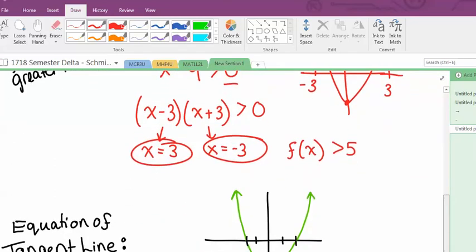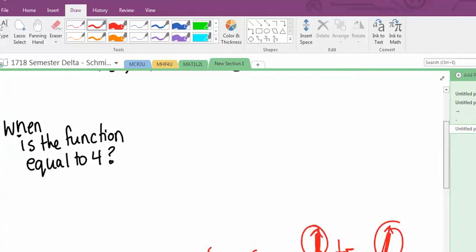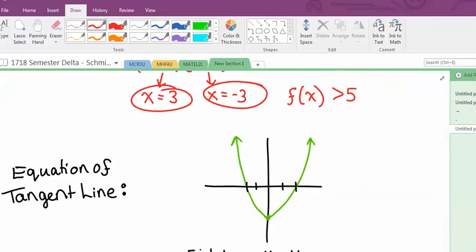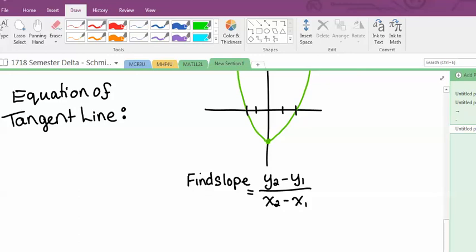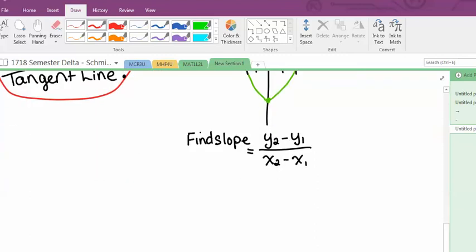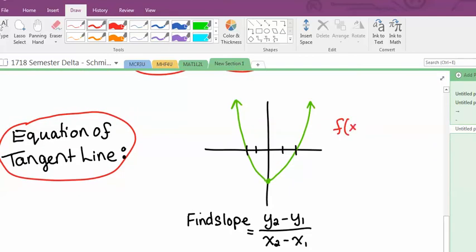Okay, and then finally the last thing you have to do, so you have to do those three things: graph it, key features, when is the function equal to 4 and greater than 5 for all of them. And then just for the polynomial, you have to find the equation of the tangent line. Okay, so I'm going to show you how to do it officially and then unofficially. So, equation of our tangent line. So here's my function. Just to remind you, it's f of x equals x squared minus 4. That's my function. And I want to find the tangent at negative 1.